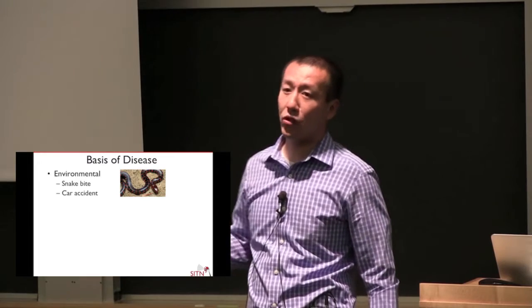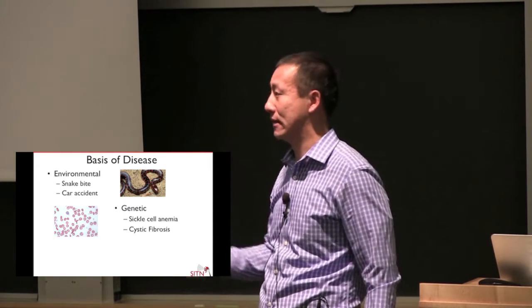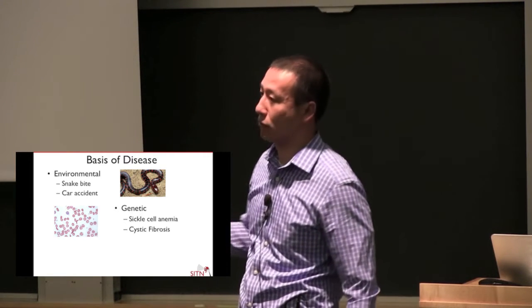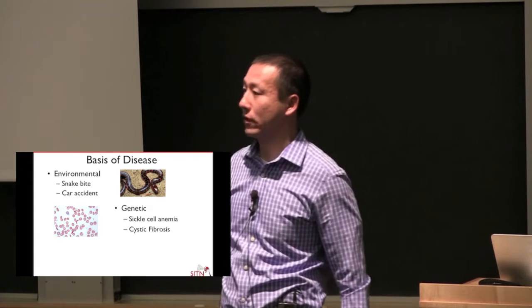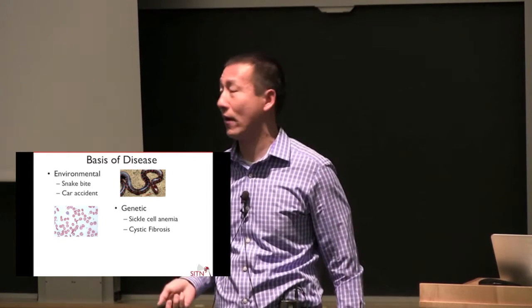Second class diseases are purely genetic diseases. These are usually rare diseases with a single gene that causes disease. An example is sickle cell anemia. You can see these red blood cells here that have a really weird sickle shape. And these are really rare debilitating diseases. An example may be cystic fibrosis, which you might have heard about.